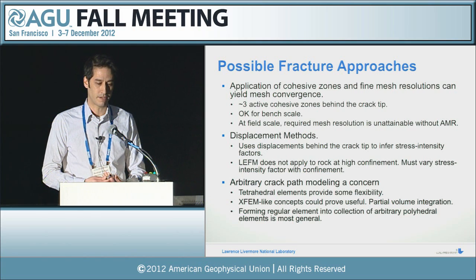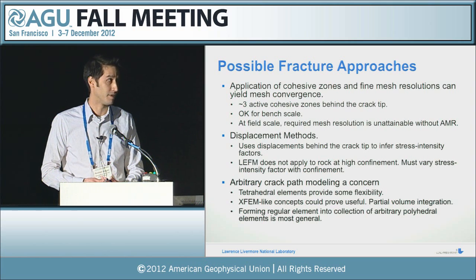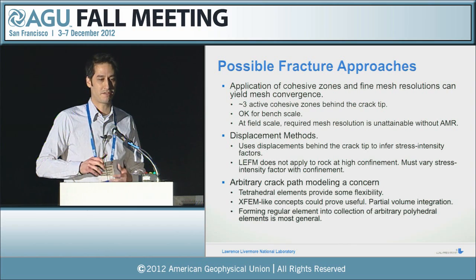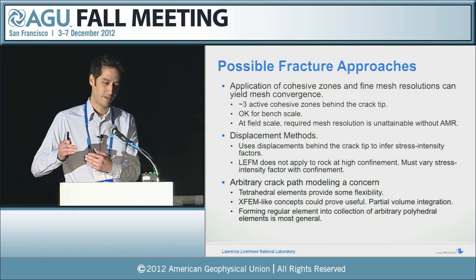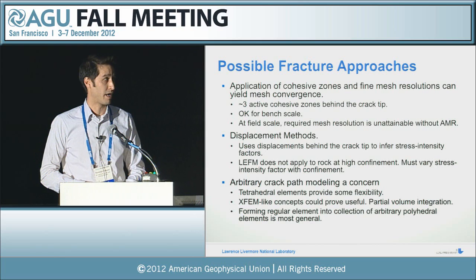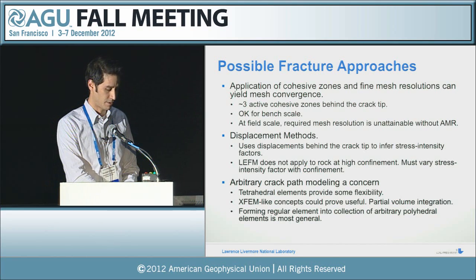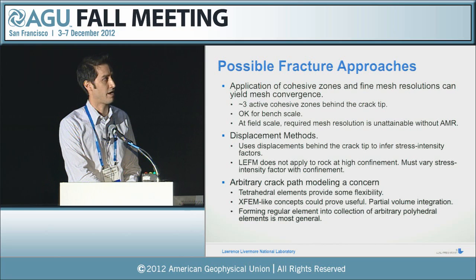So what I'm going to show you today is hexahedral mesh with cracks along the element boundaries. That has problems associated with it. When you're trying to do arbitrary crack paths, you would end up getting stair stepping if you don't have nice planar fractures. You could apply XFEM-like concepts with partial volume integration to actually be able to cut through the elements. But that's a research topic in itself. Or you could try to basically take the elements, break them apart into smaller sub-elements using arbitrary polyhedral elements, which would be the most general approach, which is what we're going to try but haven't done yet.